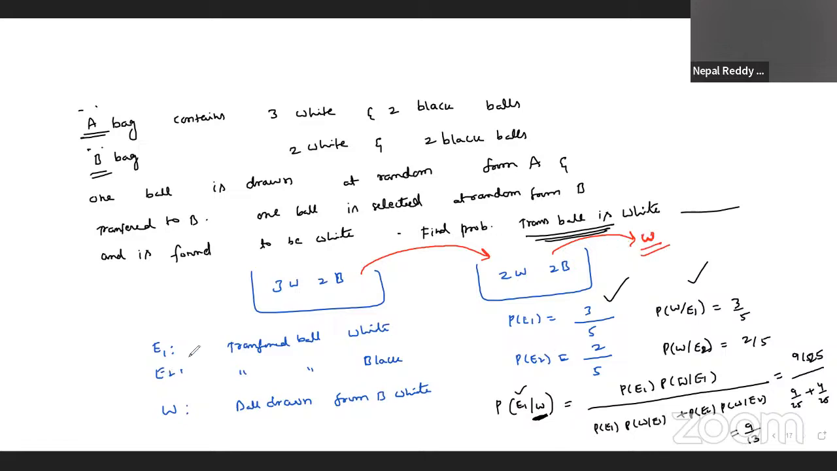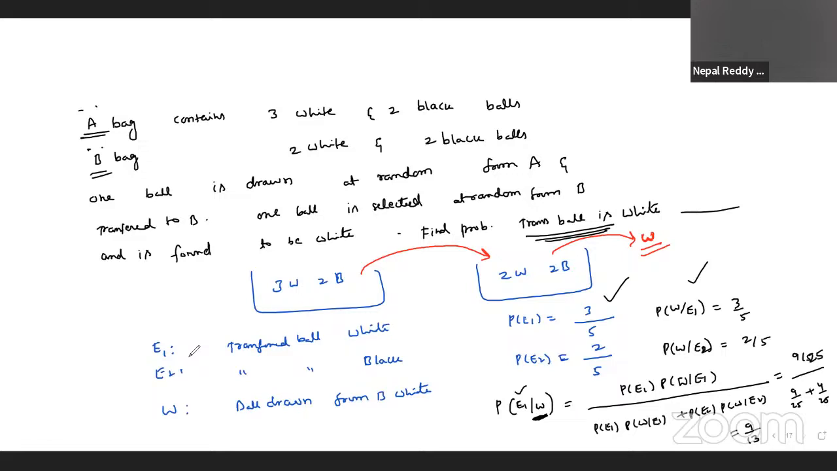Yes, here, probability of E1, E2, I am going to select the events, transferred ball is white. In the transfer, you may get a transferred ball of either white color or black color. So E1 is transferred ball white, E2 is transferred ball black. And assume that W is the event that the ball drawn from B should be white. Now, P of E1 is 3 by 5, P of E2 is 2 by 5. Why? Because 3 white, 2 black.